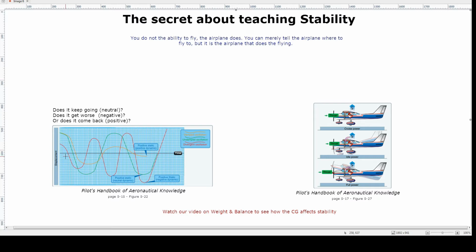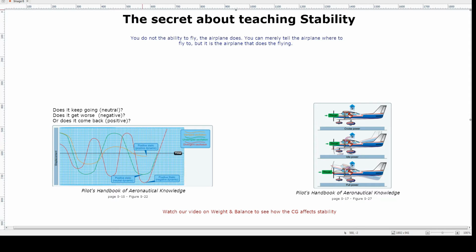Now, if the oscillations get larger over time, as you can see here in red, it experiences negative dynamic stability. If the oscillations remain the exact same, it experiences neutral dynamic stability. And if the oscillations get smaller and the plane tends to go back to where it came from over time, it is called positive dynamic stability. Note that in order to have any type of dynamic stability, oscillations, you must have positive static stability.